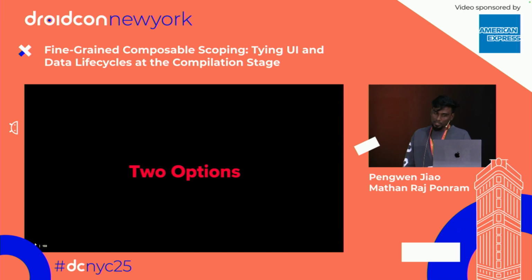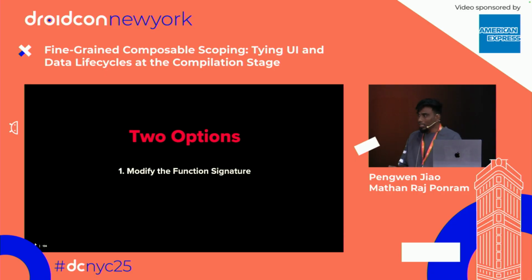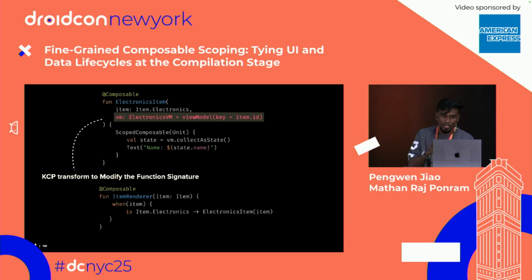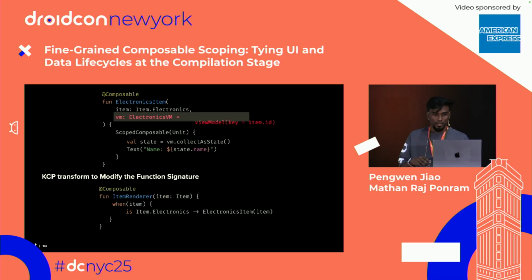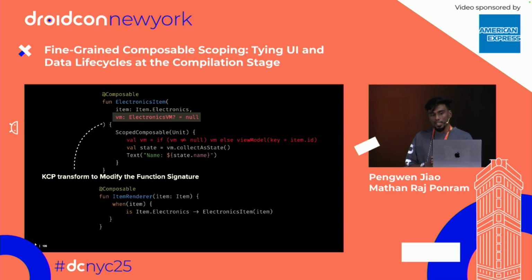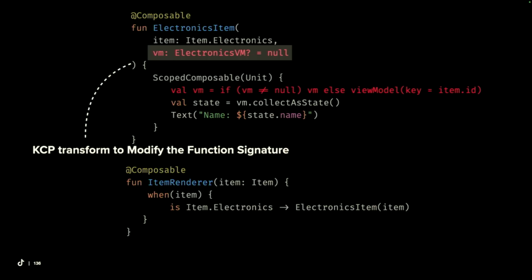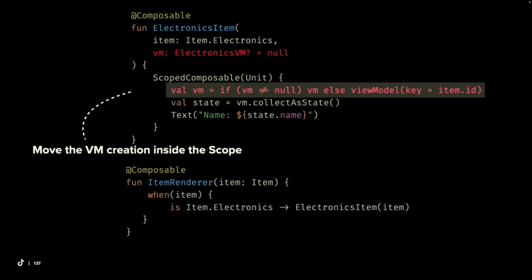And we have two options to solve it. One is we modify the function signature. If this is the function signature, we can move the view model creation inside the wrapped function body, right? Now the view model creation is part of the scope, and it will be created inside that scope. And let's say if somebody is creating a view model and passing it to this composable function, it is already not part of the scope. It is created outside of the scope. So that's okay.